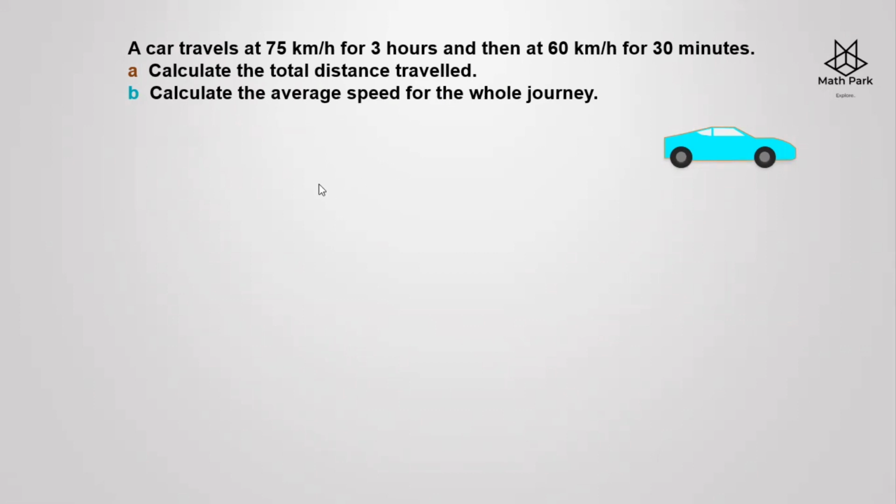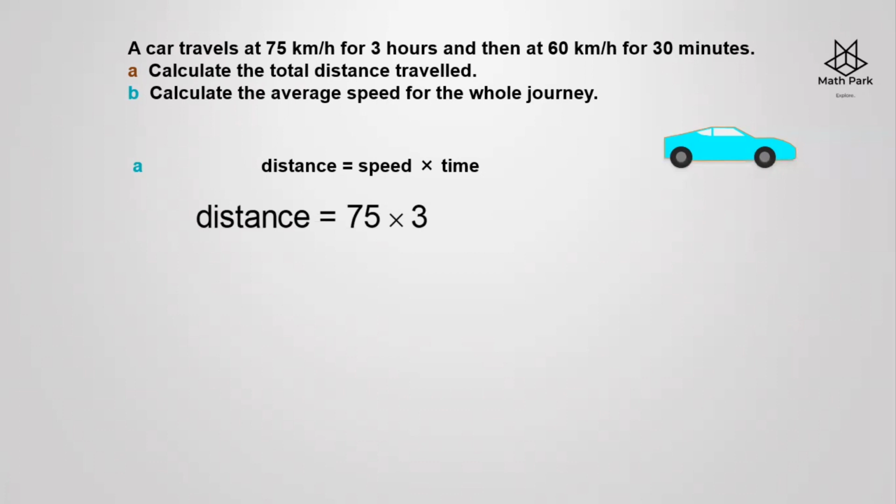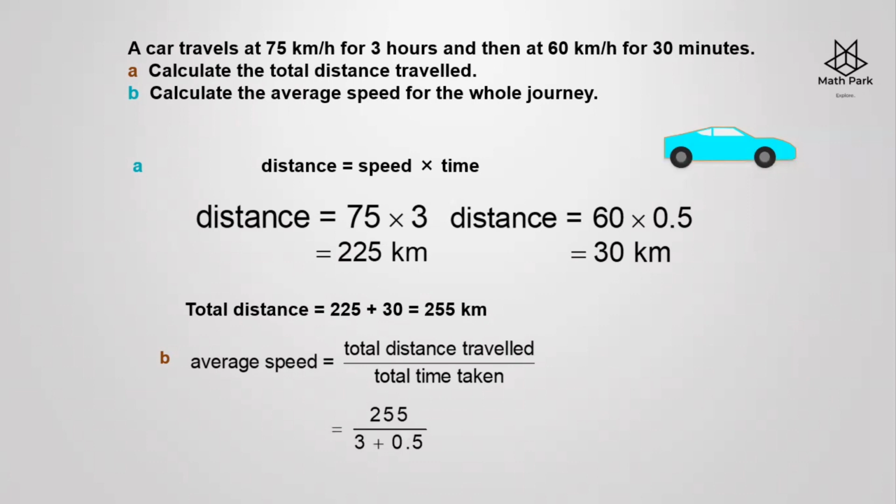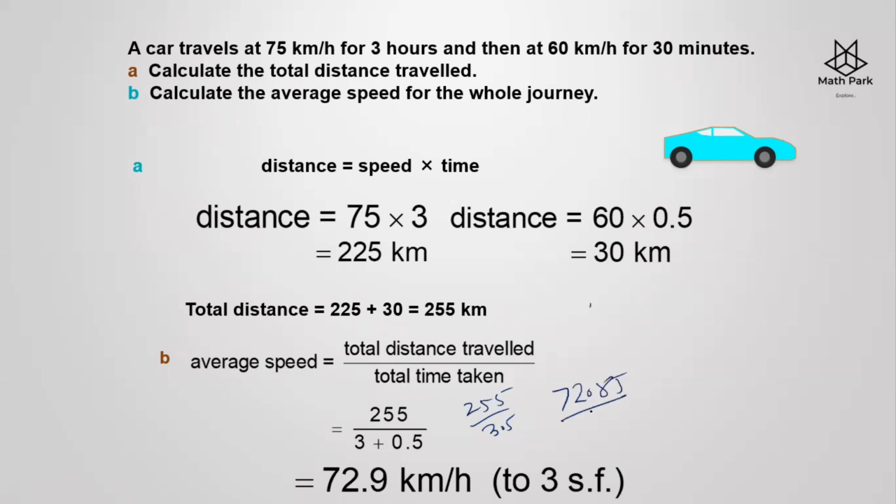So first let us find the distance when the speed is 75 kilometer per hour. So we know that distance is equal to speed into time. So 75 times 3, we get this as 225 kilometer. When the speed is 60 kilometer per hour, the distance is 60 times 30 minutes, which is half an hour, which is 30 kilometer. So the total distance is 225 plus 30, that is 255 kilometer. The average speed is total distance traveled divided by total time taken, which is 255 divided by 3.5, which we get as 72.85 something. So rounding to three significant figures, we get the average speed as 72.9 kilometer per hour.